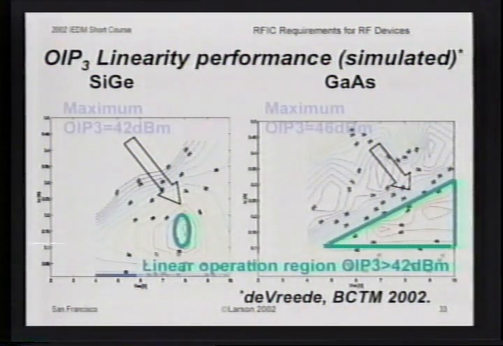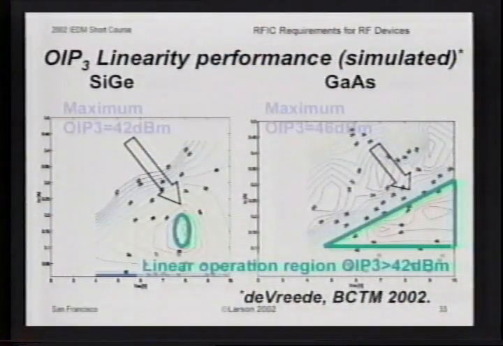Once again, these are numerical simulations of silicon germanium devices and gallium arsenide devices as a function of collector voltage and current. And what you can see is that the peak of the linearity is not as large for silicon germanium devices as it is for gallium arsenide devices. It's still quite respectable, but not quite as large. But also the region over which the linearity peaks is much narrower for the silicon devices than for the gallium arsenide devices.